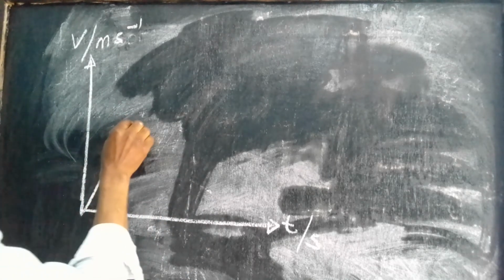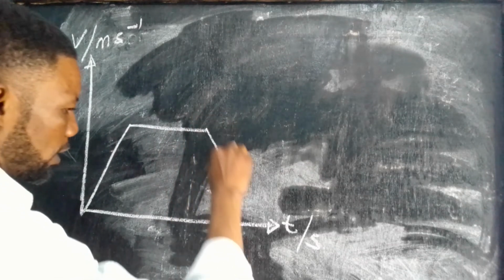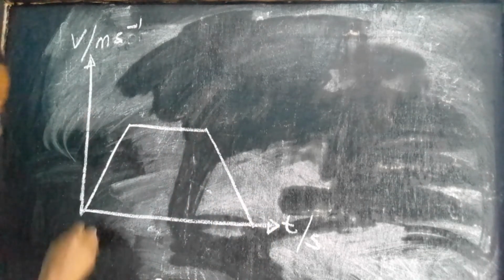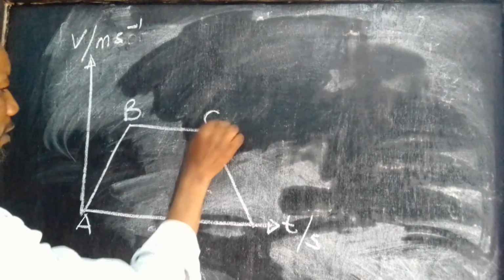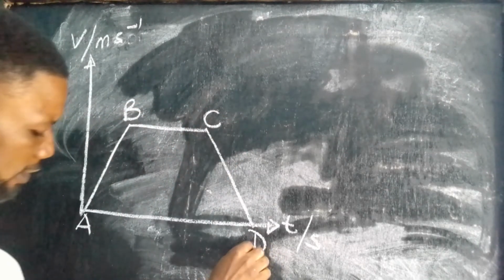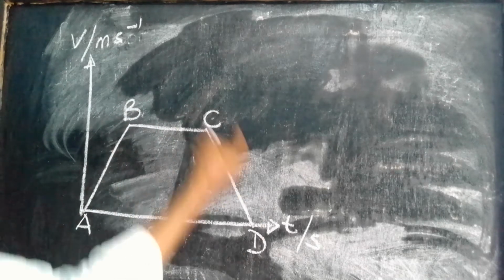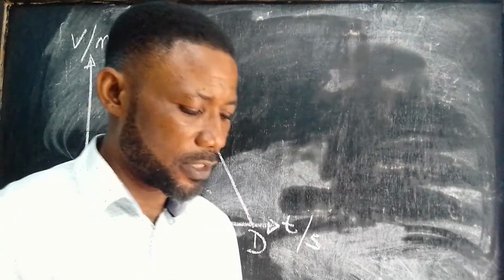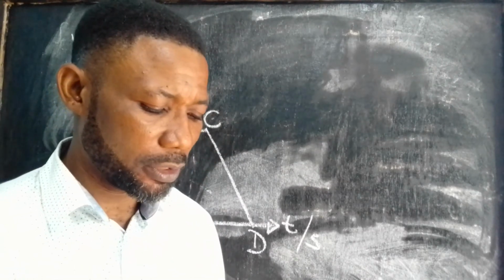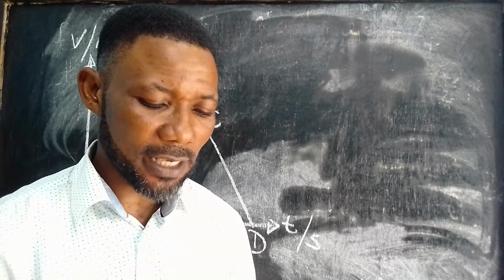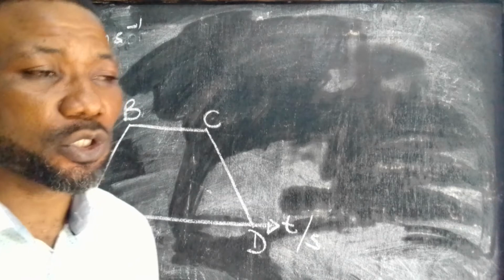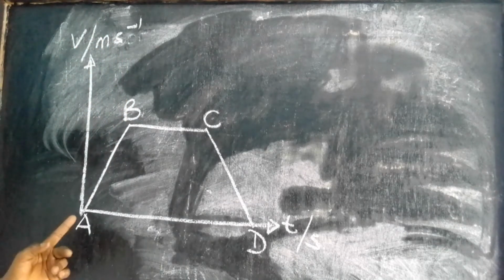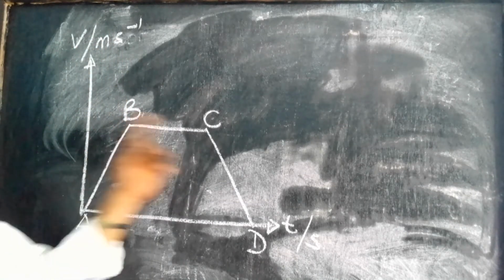The body moves like this, like so, and then like so. And we have A, B, C, and D. It has just this question. Describe the motion of the cyclist in the sections A, B, and B, C.